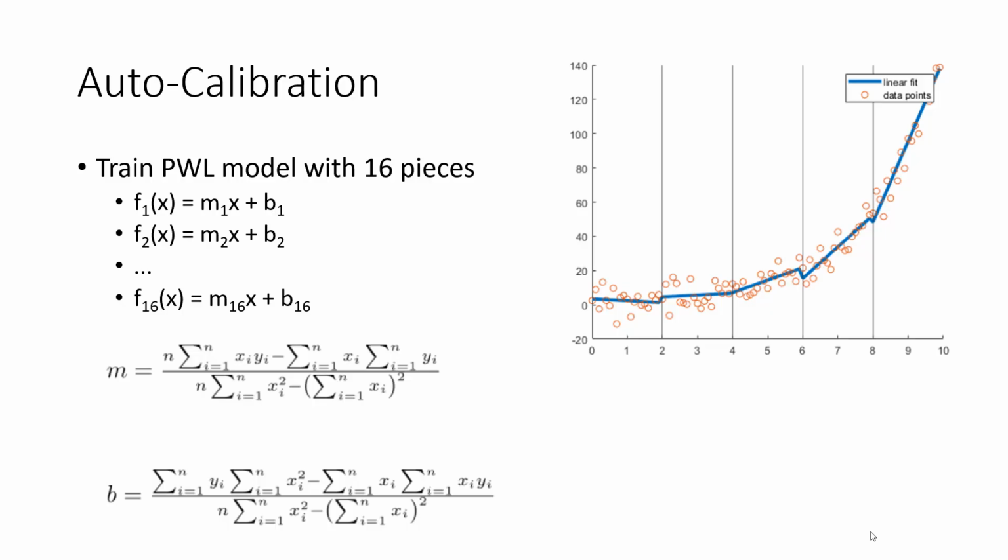We use a linear regression, and this is the formula for M and B. Now this looks complicated, but it's not really. Inside these summations you see X sub i and Y sub i, that's the sample. So X and Y is the sample that you read.